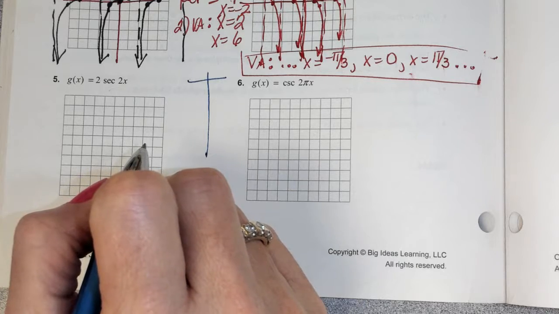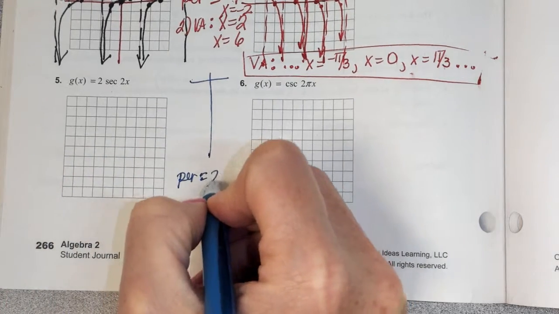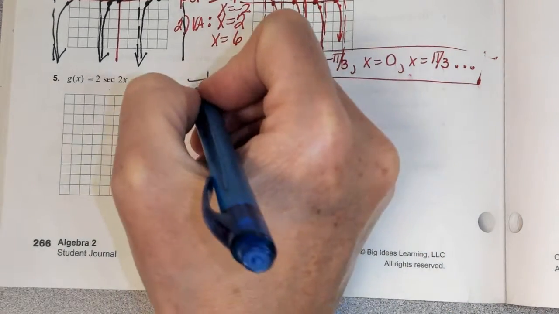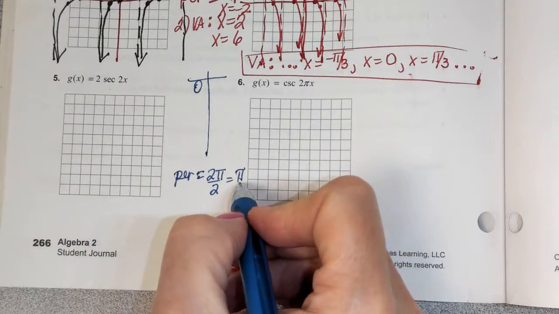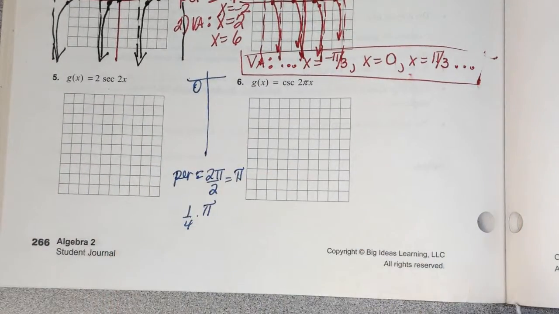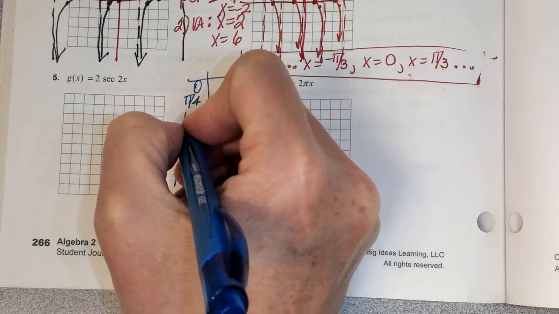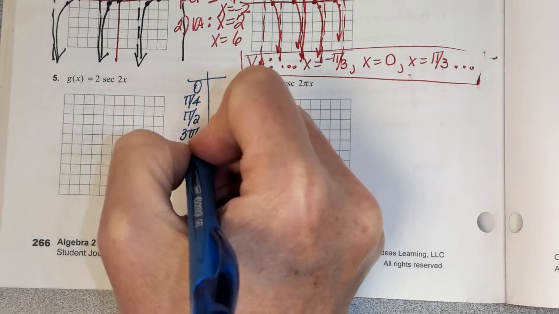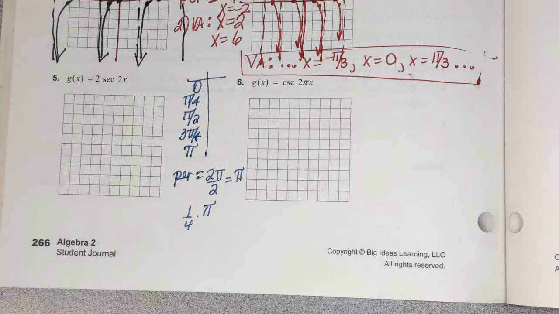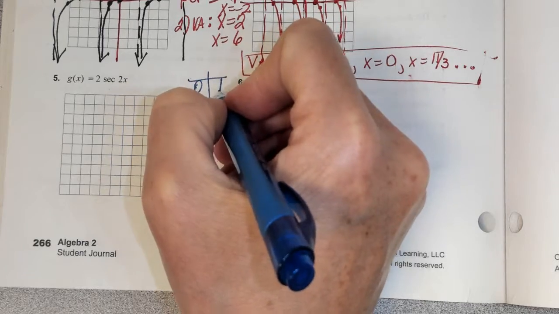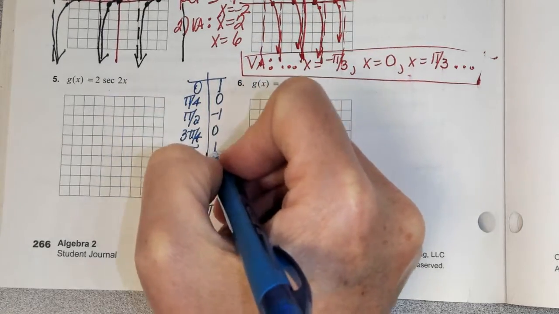2 pi over b, so the period's going to equal 2 pi over 2, so our period's going to be pi. So I start at 0, then I have to increase by 1/4 of pi, because I need 4 more points. So pi over 4, 2 pi over 4, 3 pi over 4, 4 pi over 4. Just adding pi over 4 on. What are our key points for cosine, Natalia? 1, 0, 1, 0. Okay, good.